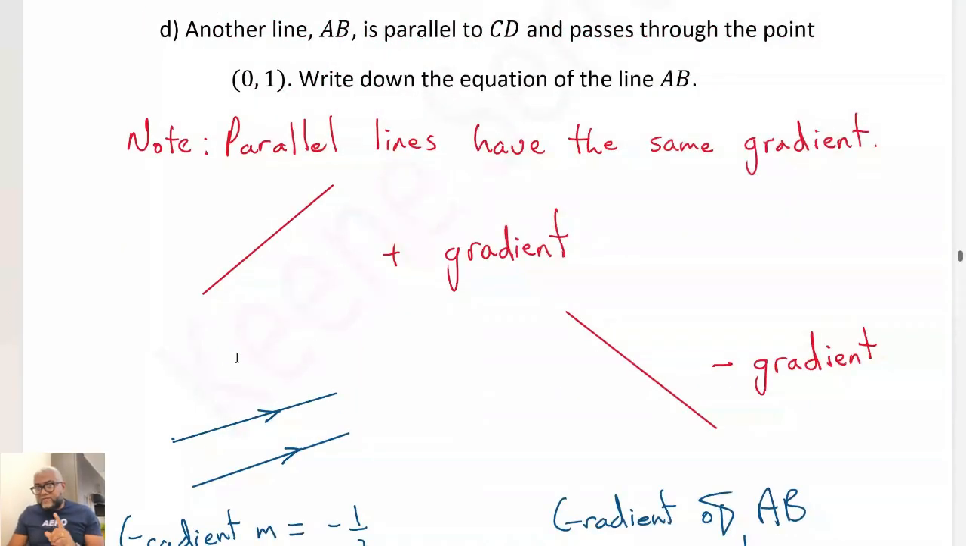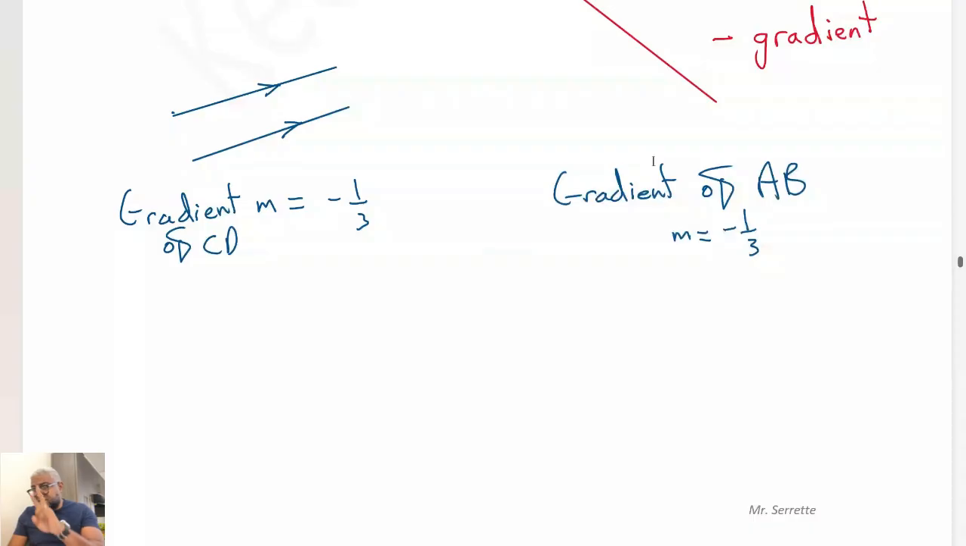Right. So in order to find the equation of a line, because they asked us to write the equation of AB, I must have two things. I must have the gradient, so I'll write back the gradient here. And I must have what also?